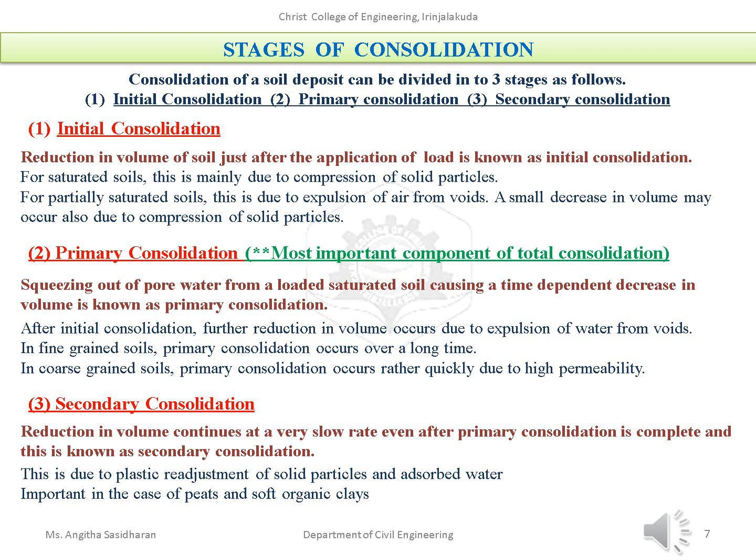Okay, the third stage is secondary consolidation. This is a reduction in volume that continues at a very slow rate even after the primary consolidation is complete. This is known as secondary consolidation, and this is due to plastic readjustment of solid particles and adsorbed water. This secondary consolidation is important in the case of peat and soft organic clays. So this happens after the primary consolidation, and it happens only at a very slow rate.